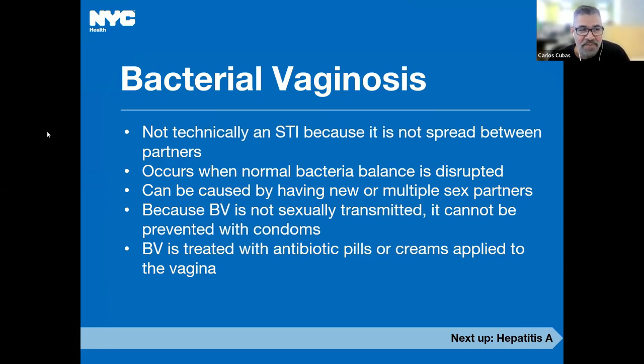Because BV is not sexually transmitted, it cannot be prevented with condoms. So even if you are having intercourse with partners and they're wearing a condom or you're wearing an internal condom, you might still upset the bacterial balance in the vagina. Now, very importantly, and Diana points this out often during presentations, there are flavored condoms that people use for oral sex. It's very important to not use flavored condoms for intercourse with the vagina, because flavored condoms may contain sugars or something else that can upset the balance in the vagina as well. So, very important note. Bacterial vaginosis is treated with antibiotic pills or creams that are applied to the vagina.